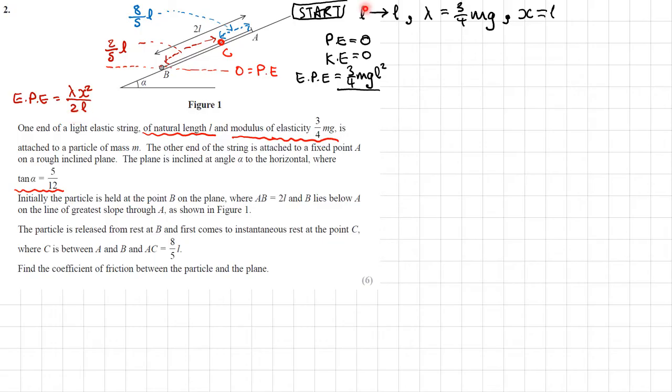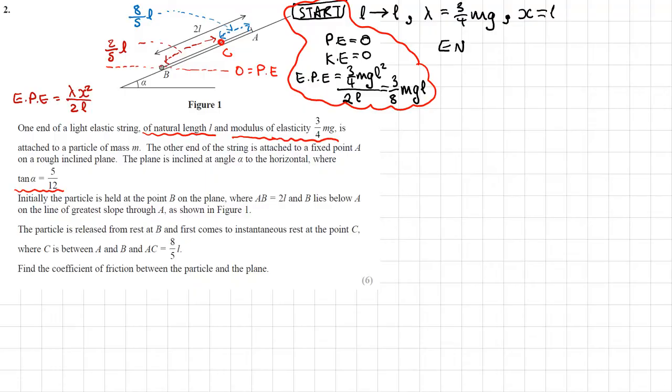The natural length is L, so we'll have 2L. So at the start, this is the only energy we have. We only have basically 3/4 mg L squared over 2L. Now if I simplify that, the L's are going to cancel out, or one of the L's will cancel out, and divide by 2, I will get 3/8 mgL.